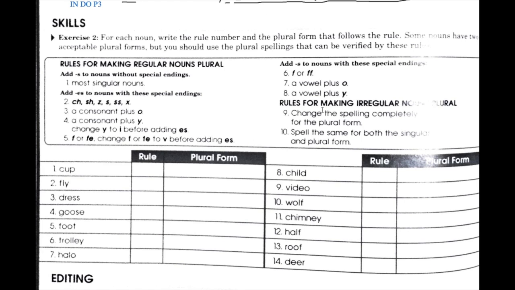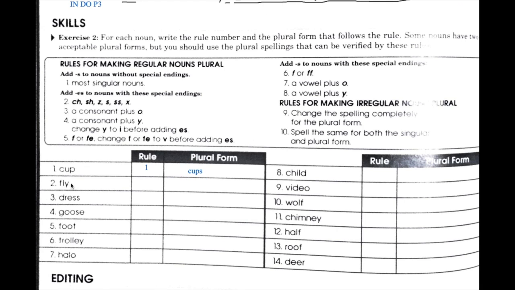Okay, number 1, cup. What rule does cup follow? Well, it's just a regular old noun. It doesn't have any of these weird endings, right? It just ends in a P. So it's just your regular rule number 1. And so the plural form is cups.